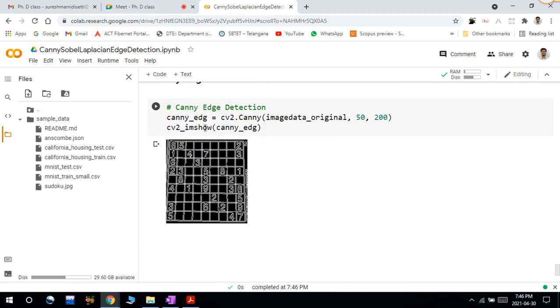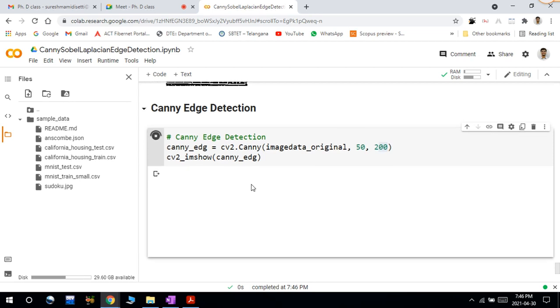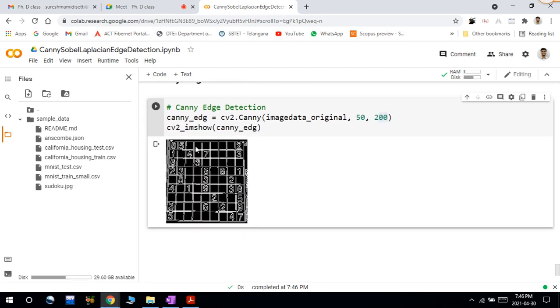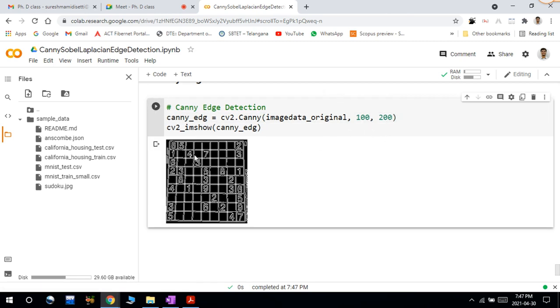After this, I apply Canny edge detection. For Canny edge detection, I have a direct function called Canny, in which this is the original image, and these are the two values. I apply thresholding with two values, a low value and a high value. After applying Canny edge detection, I am getting very accurate edges compared with everything else. The only thing is that I can change these values, the low value and the high value, and based on that the output may change.